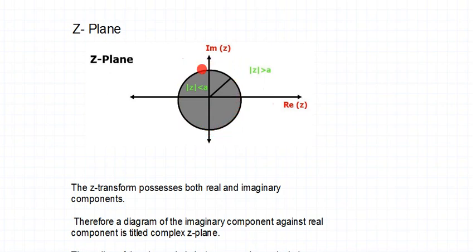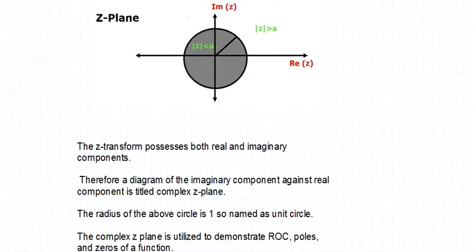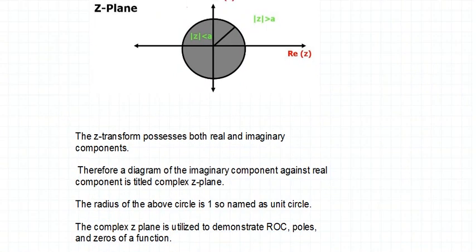Okay, so Z transform, let us look at the points here. Z transform possesses both real part and imaginary part components. The way S plane has real part and imaginary part, even Z transform also has real part and imaginary part. Therefore a diagram of imaginary component against the real component is titled as the Z plane. So imaginary part versus real part is called as a Z plane. Okay, and the radius of this circle in the Z plane is a unit. It's 1, and that's why it is called as a unit circle.